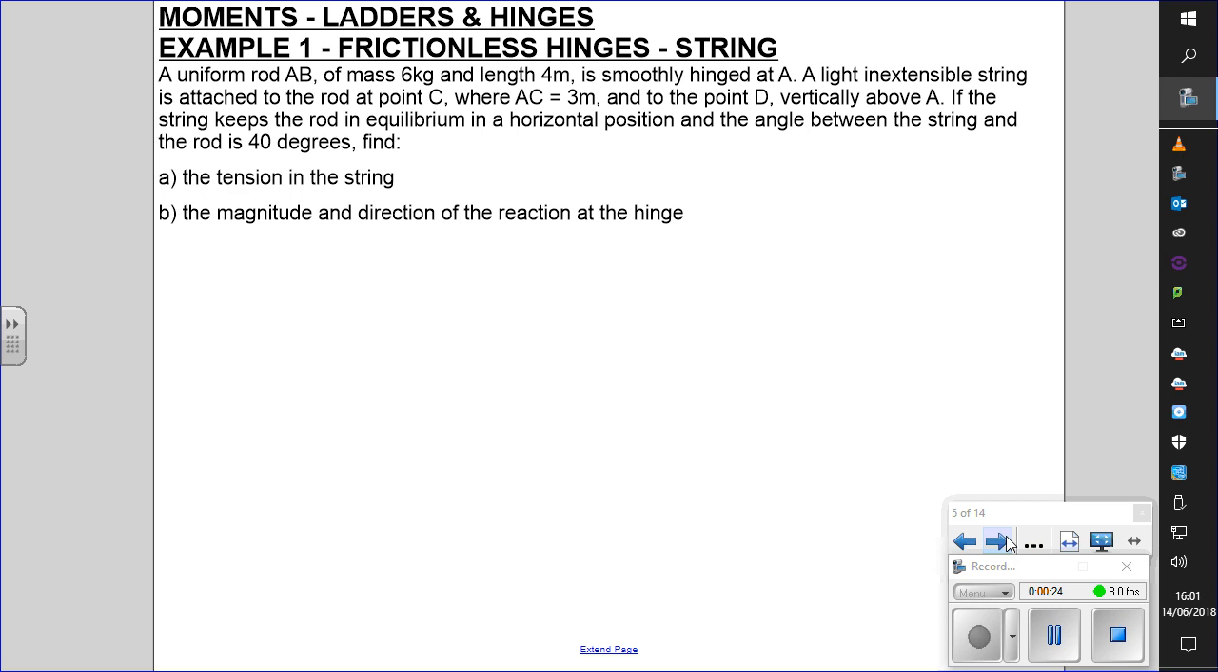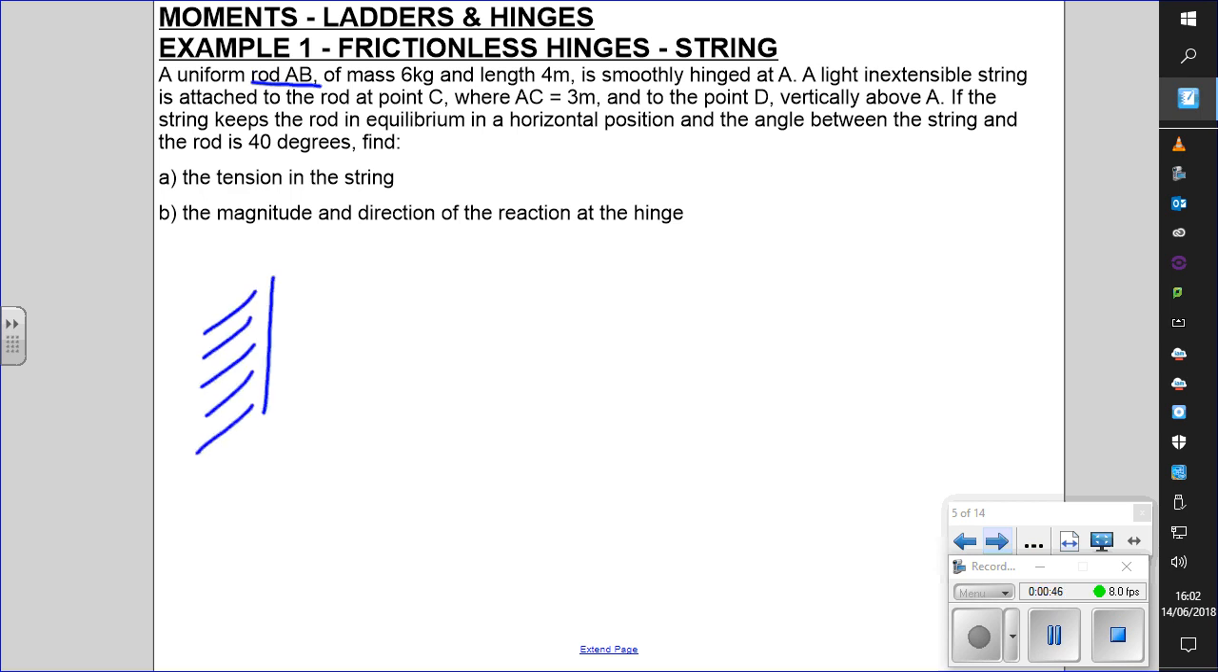So we've got a uniform rod AB of mass 6 kg. So remember what uniform means. The center of mass is in the center. And length 4 meters is smoothly hinged at A, which means there's no friction. A light inextensible string is attached to the point at C, where AC is 3 meters. Okay, so let's just draw this out.